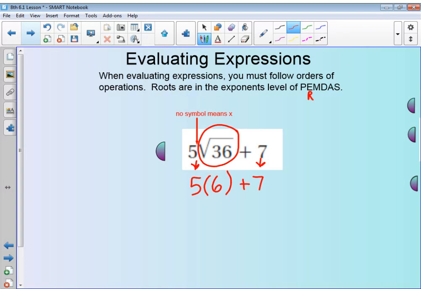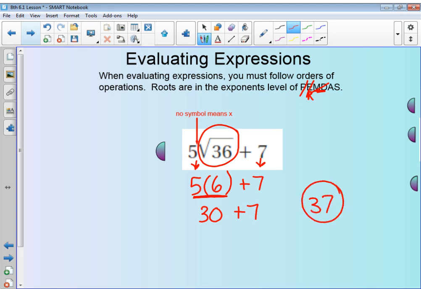Okay, so I'm done with my parentheses. I'm done with my exponents. Now I'm going to do any multiplying or dividing. So remember, these are left to right if I have both of them involved, which I don't. All I have is multiplication here, so I'm going to go ahead and do this part. 5 times 6 is 30. Bring down my plus 7. I'm now down to just my adding and subtracting. So 30 plus 7 gives me 37 for a final answer.